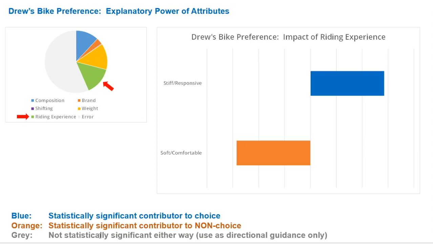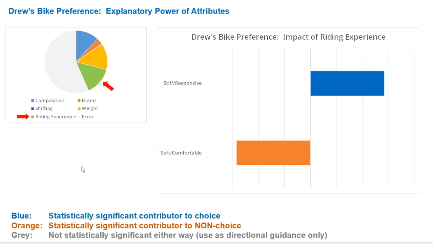Now keep in mind, we're only dealing with 40 data points here from one single individual. But yet it's very interesting that we may be able to tease out Drew's preferences even with such a short data set. So what we see here is that Drew actually does prefer the stiff and responsive bike much more so than the soft and comfortable bike, and it is statistically significant. What that means is that, given everything else equal, a stiff and responsive bike was chosen by Drew more often than not compared to the soft and comfortable.